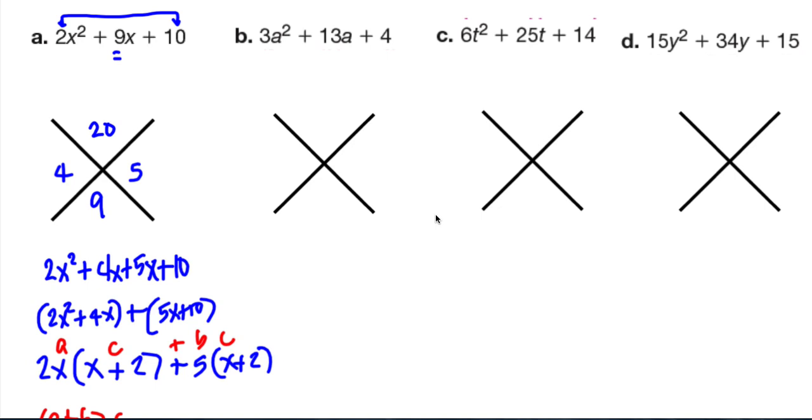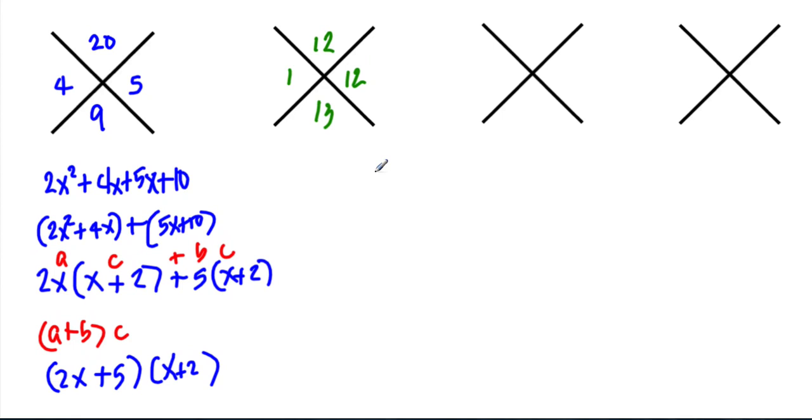So 3a² + 13a + 4. Okay, we get the product of 3 and 4, the coefficient of your quadratic term times your constant. That'll give you 12. Okay, and then we get the coefficient of your linear term and put it underneath. We want to find the factors of 12 which will give you a sum of 13, and that would be 1 and 12.